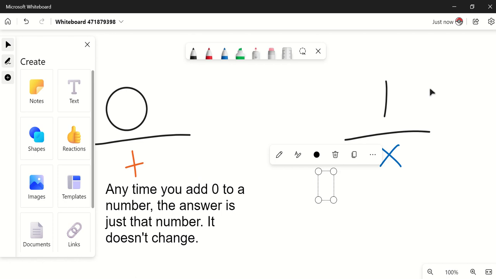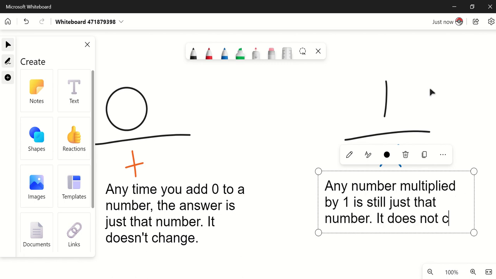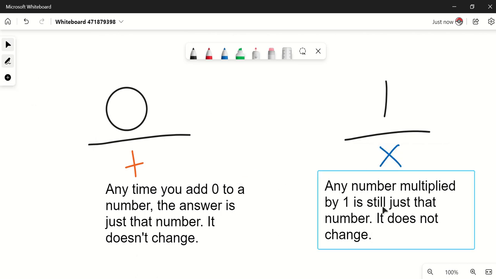The identity property for 1 is any number multiplied by 1 is still just that number. It does not change. I said does not instead of doesn't over here. It's fine. So any number multiplied by 1 is still going to be just that number. Multiplying by 1 does not change that number. And you guys witnessed that in your example when I did 3 times 2 times 1. It was still 6. Didn't matter where 1 was, it was still 6.